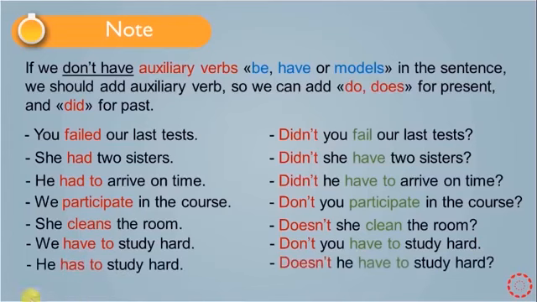Another example, he has to study hard. He has to. Here also is the phrasal verb, and we don't have auxiliary verb. I mean verb to be and verb to have or modals. That's why we say doesn't. It means we add an auxiliary here, which is doesn't, because the sentence is present. We say doesn't he have to study hard?